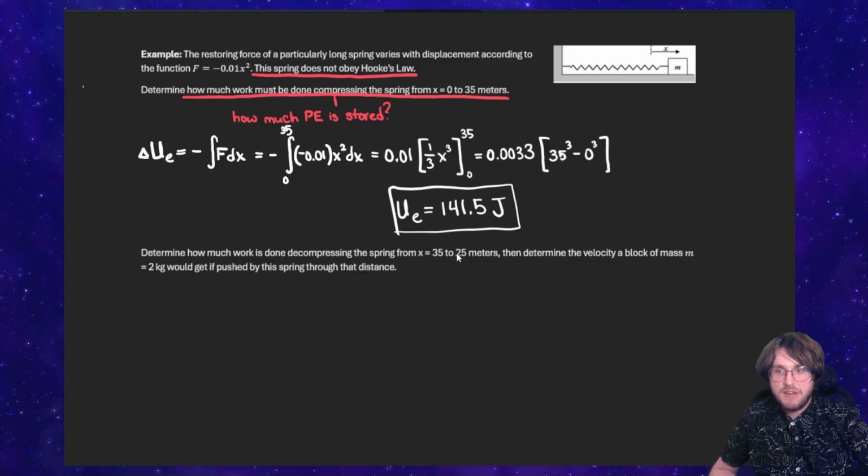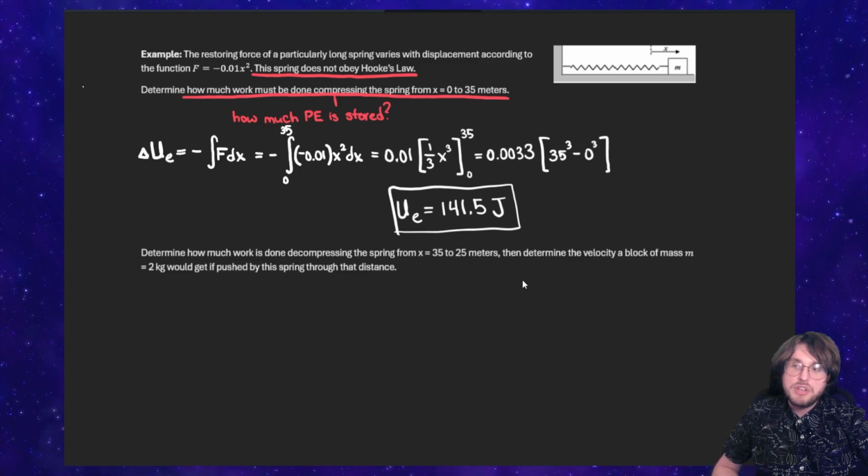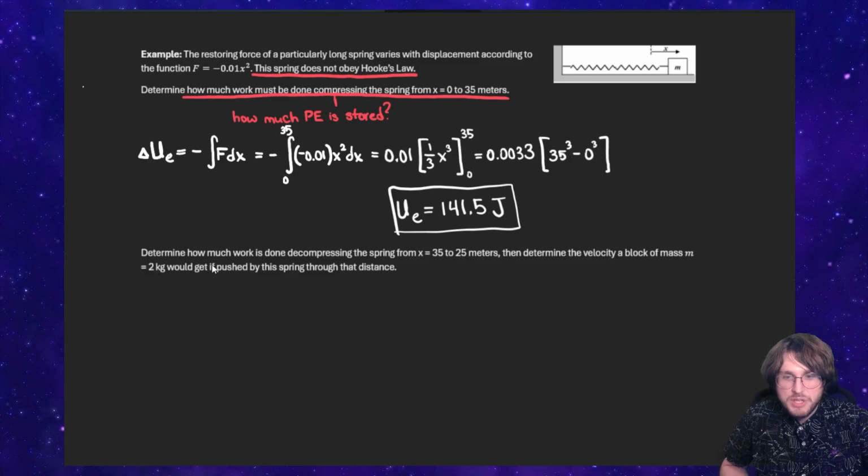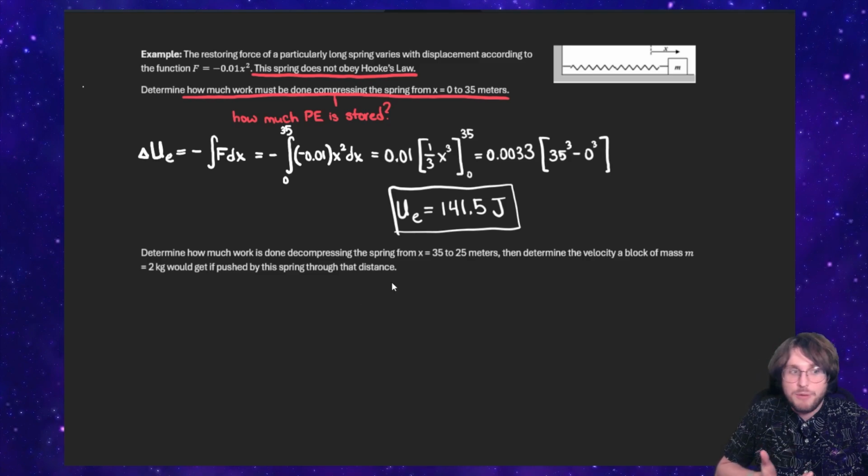All right, so part 2 has us determine how much work is done in decompressing the spring from 35 to 25 meters. And then we're going to determine the velocity that a block of mass 2 kilograms would get if pushed by the spring through that distance. And for this problem, it doesn't really mention it, but we'll go ahead and assume that the block maybe starts from rest, so we don't have to worry about any funny business there.